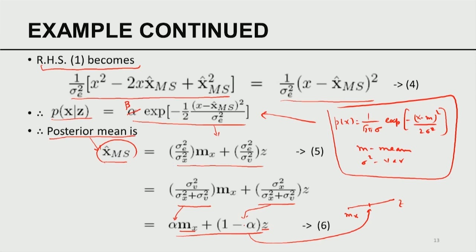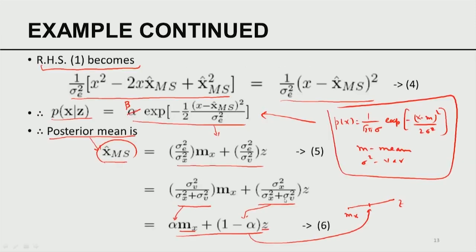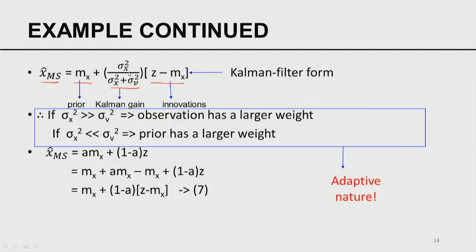Yes, I have not talked about the algebraic simplifications. I think it's a very good exercise to be able to go through these algebraic simplifications. I can rewrite the expressions in 6 again as the Bayesian estimate x hat MS is equal to mx, which is the prior mean, plus z minus mx times this quantity. You can readily see that quantity is sigma square x by sigma square x plus sigma square v. In the previous slide we called it 1 minus alpha, we simply now call it a gain term.